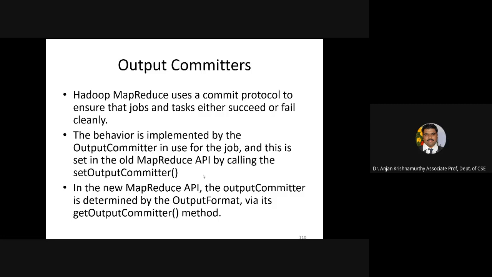Now, suppose a particular task or job has either succeeded or failed. In case of success, there are certain steps it follows. In case of failures, it writes everything to the log. That is the reason why I told you there are three interfaces in Java. One is the standard input interface, the second is the standard output interface, and the third is the standard error interface. This is there in C also.